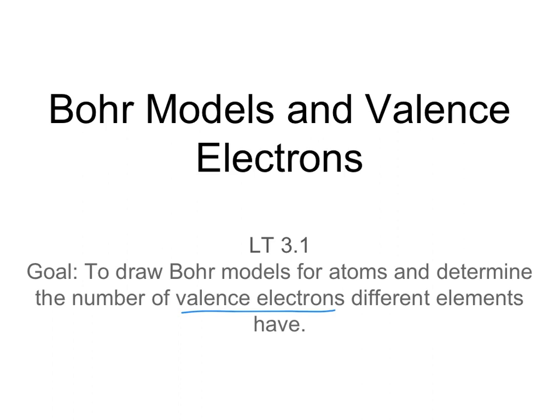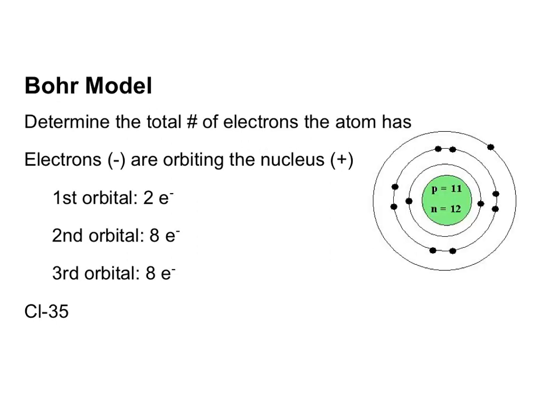So in order to figure out how elements are going to bond covalently, we first need to be able to identify valence electron numbers. So here, when we're drawing a Bohr model, there are some rules with regard to where we're placing those electrons. So we first need to determine the total number of electrons that the element has. And then we're going to start placing those electrons in orbits or energy levels around the nucleus in a specific pattern or using specific rules.